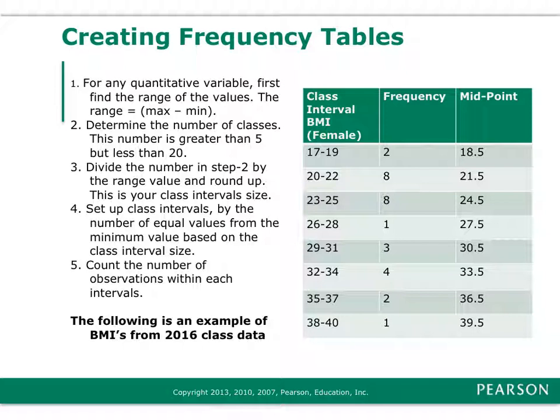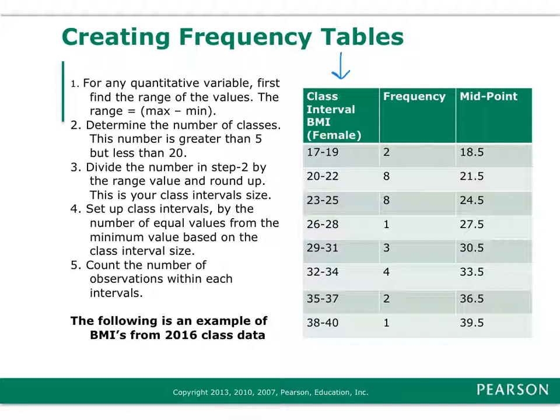So typically, if we have a data set, we will put the data set in a table first. And the data set that we're looking at is variables that have measurements to them. So for example, in this particular frequency table, we're looking at the BMI of females of a particular statistical class. So the first idea is first to create a class interval. So we're going to talk about how to create a class interval first.